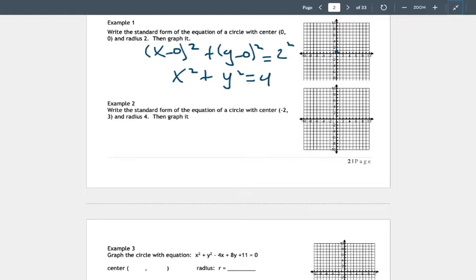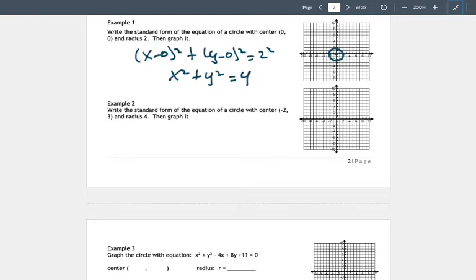I got a different pen. So I've drawn the center at (0, 0), and I made sure that I went out 2 units left, right, up, and down so that I have a radius of 2 for that circle.